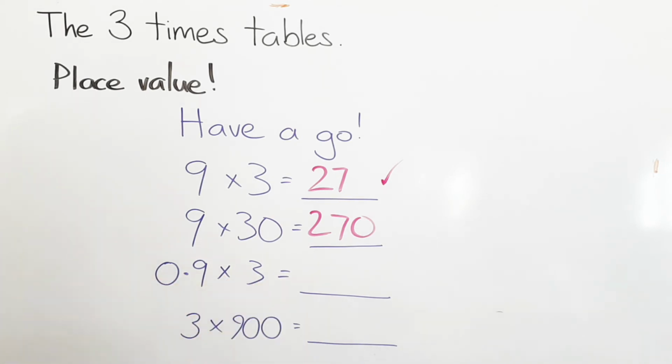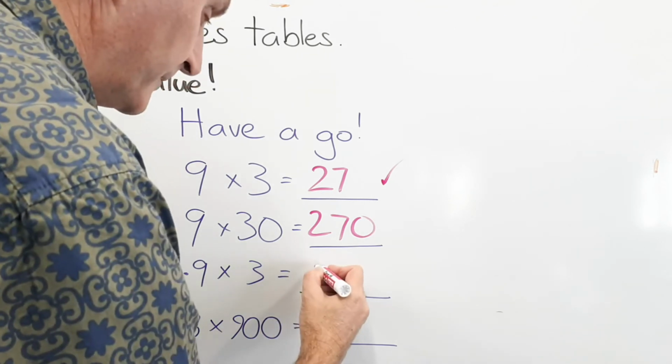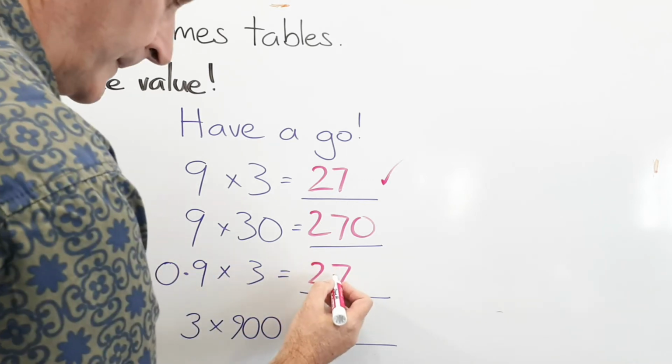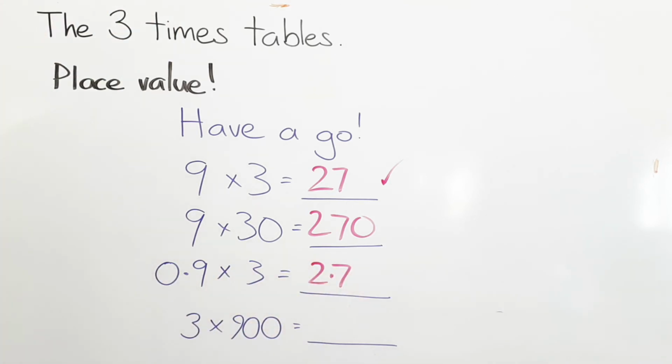0.9 times 3 is going to be 10 times less. So we can still write 27 for a start because that's our basic fact. We just need to know what to do with the decimal down here. 2.7 is the answer. You could say 0.9 of 3 makes sense too. It's 90% of 3, 2.7. Sort of makes sense if you think about it.